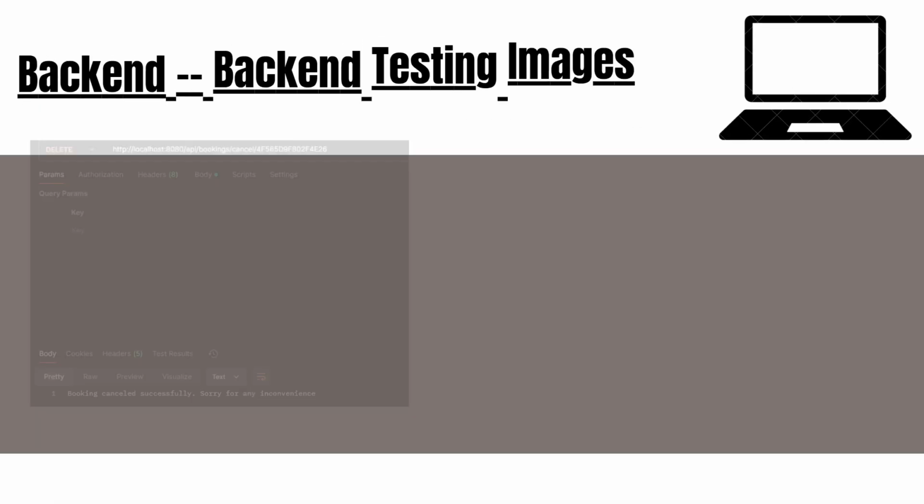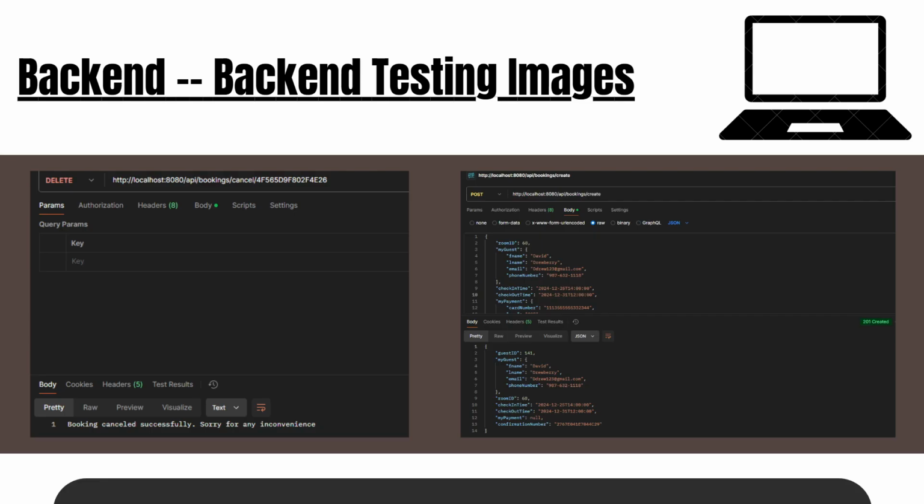And here are some additional screenshots of Postman testing. On the left, we're testing canceling a booking by using a delete request and using the cancel endpoint with the confirmation number. And then if it's successful, like in the image, you'll see a booking canceled successfully message. And then on the right, we create a post request for a booking. We use the create endpoint, and then it takes in a JSON body. And then if that information is valid, the output is successful and returns a JSON body with the guest ID created along with the room information.